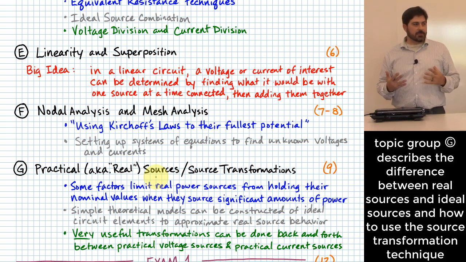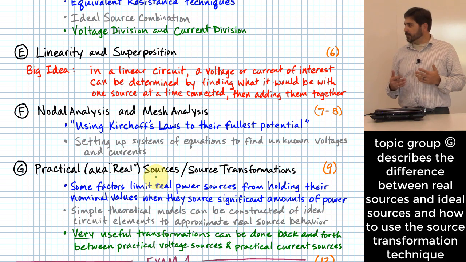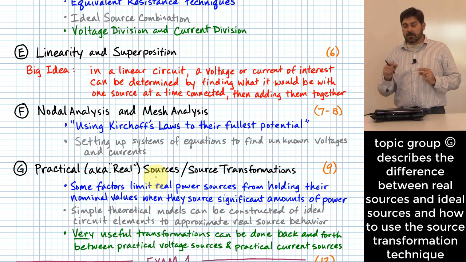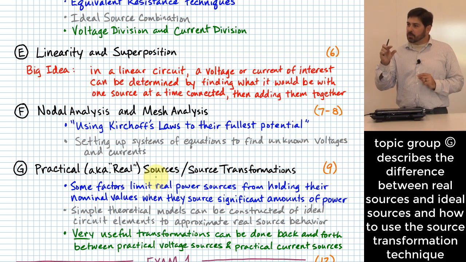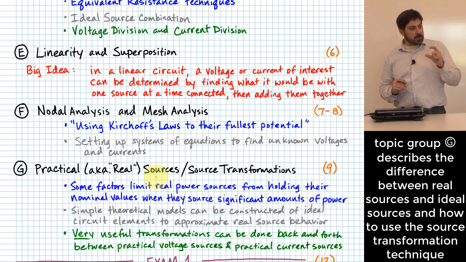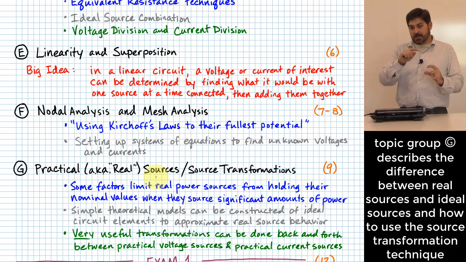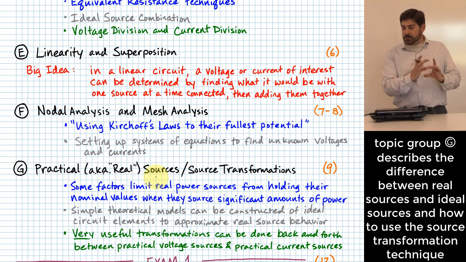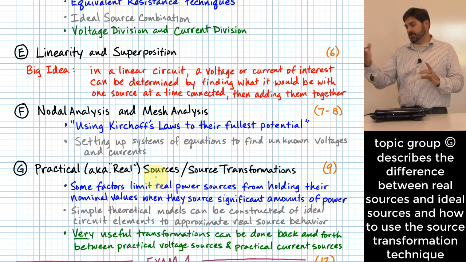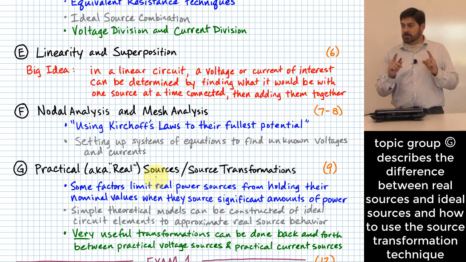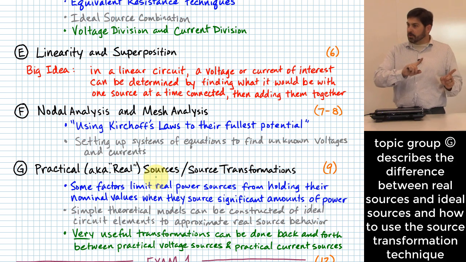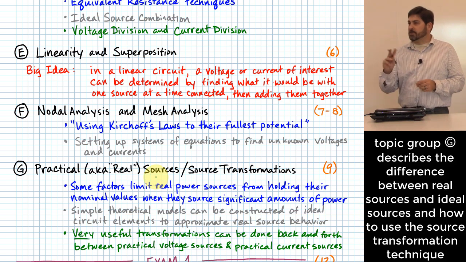Well, those kinds of devices don't really exist in the real world, right? But what we can do is construct a real or practical version of those same things. In the case of a practical voltage source, you use an ideal voltage source in series with a resistor. Or in the case of a practical current source, you use an ideal current source in parallel with a resistor. And it's possible for us to do transformations between a practical voltage source and a practical current source, and it turns out that becomes a very useful circuit analysis technique.